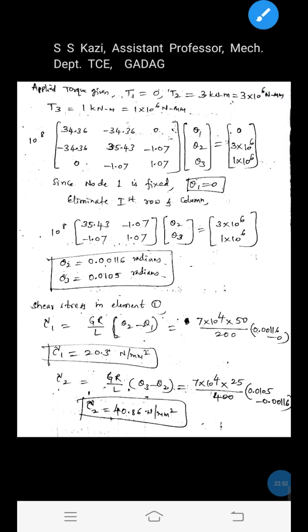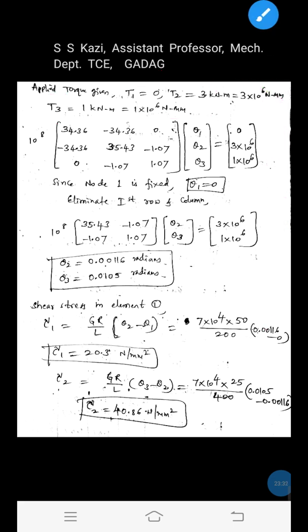Here you can observe T1 is equal to 0, and the applied torque at node 2 is given as 3 kilonewton meter. But we have substituted all the data, modulus of rigidity in Newton per mm square, J value in mm raised to 4, and length of the element in mm. Then you need to convert it into Newton mm. Kilonewton to Newton gives 10 raised to 3 Newton, and meter to mm gives 10 raised to 3 mm. Total 3 into 10 raised to 6 Newton mm. And the applied torque at node 3 is 1 kilonewton meter, that is 1 into 10 raised to 6 Newton mm.